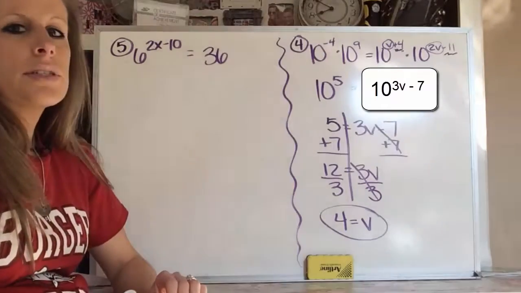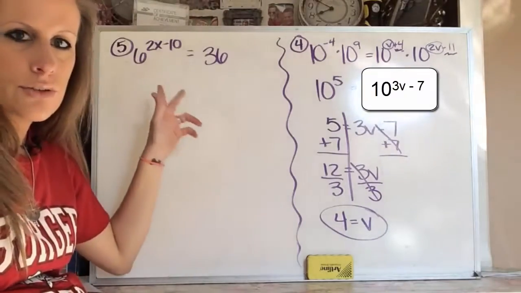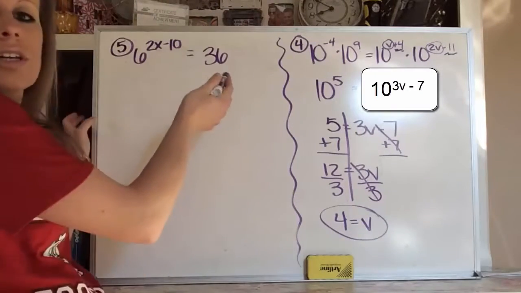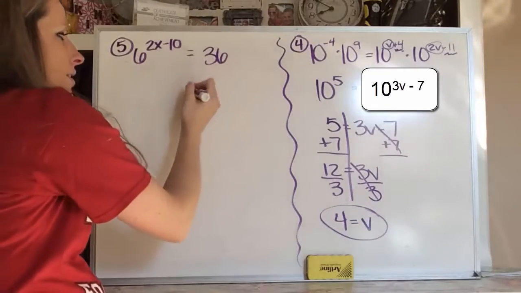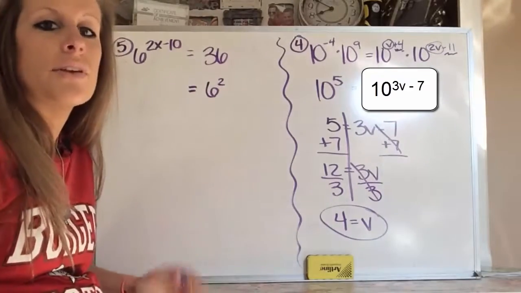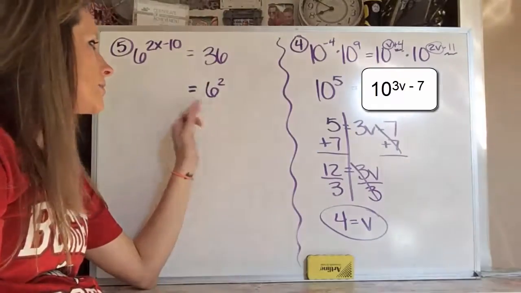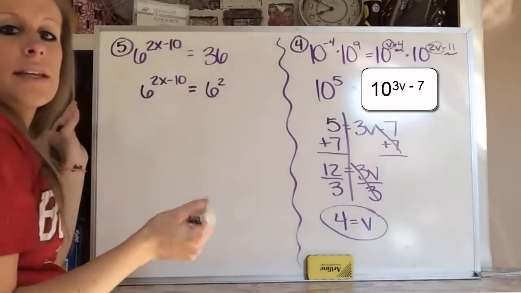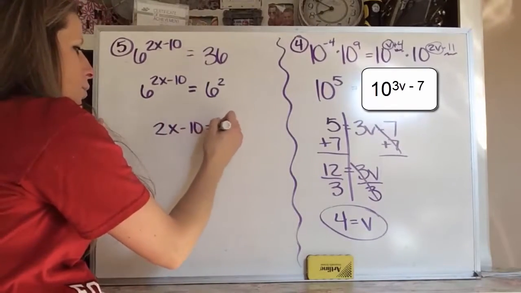A lot of times your common base is the lowest base out of the two. Not always, but usually. So ask yourself, can you get 36 to be a base of 6, like the left side? And you can, because 36 is 6 squared. They're the same thing, just written differently. So I'm going to change that 36 to a base of 6, like this, 6 squared. Now that they have the same base, I can set them equal to each other. So 2x minus 10 equals 2.